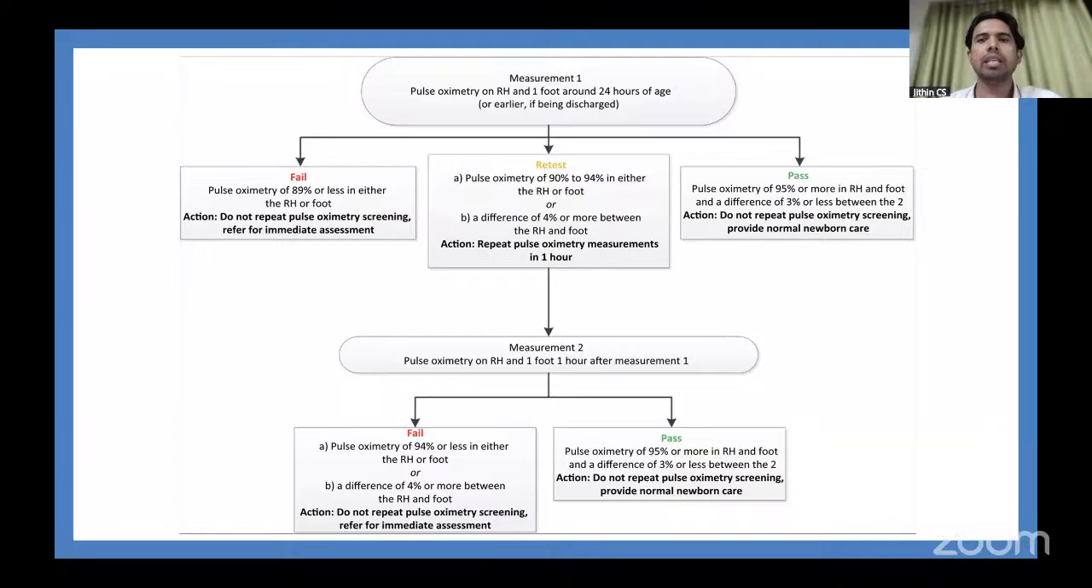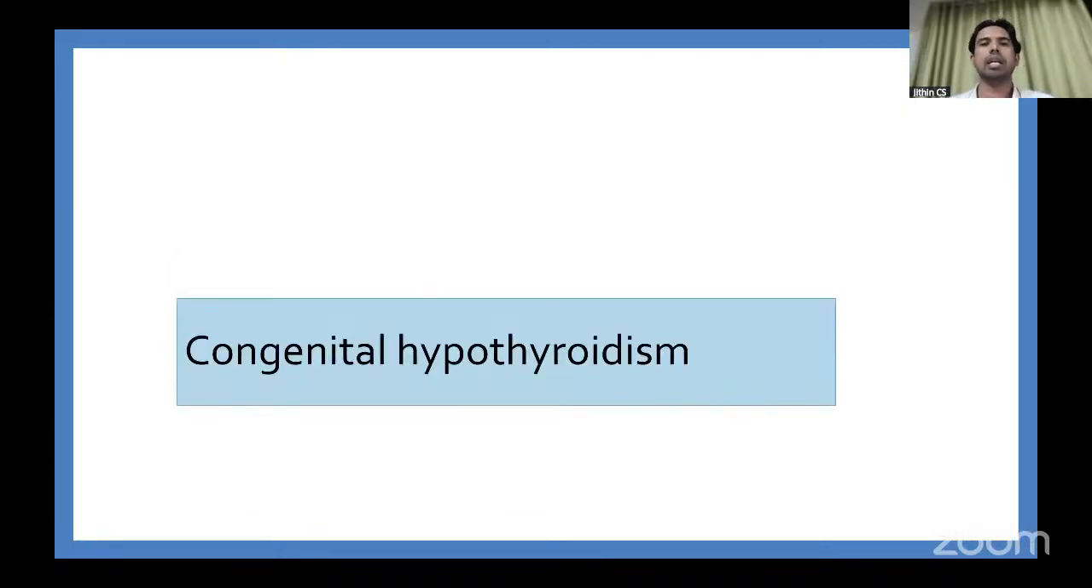In that case, it is a pass if the saturation is more than 95% or the difference is less than or equal to 3%. But it is a fail in case the saturation of any of the limb comes below 95% or the difference is more than 3%. In that case, we need to directly go for further assessment.